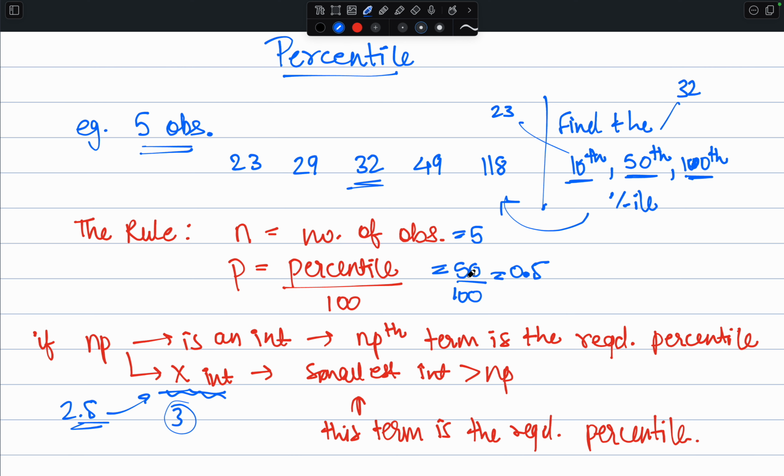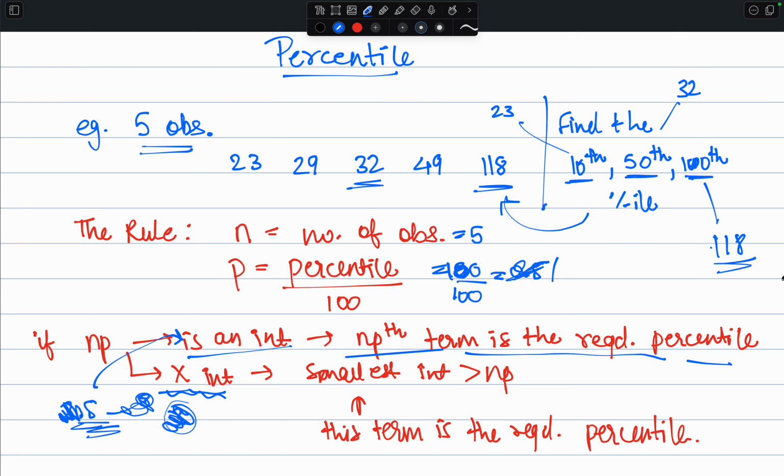And now coming on to the 100th one. If we replace it by 100, p would be 1, so np would be 5. I'm sorry if this is a bit messy, but I hope you understand. Now 5 is an integer, so it falls in the category where it is an integer. So the 5th term is the required percentile, the fifth term being the percentile. So this is your 100th percentile. That's how you solve this particular question.